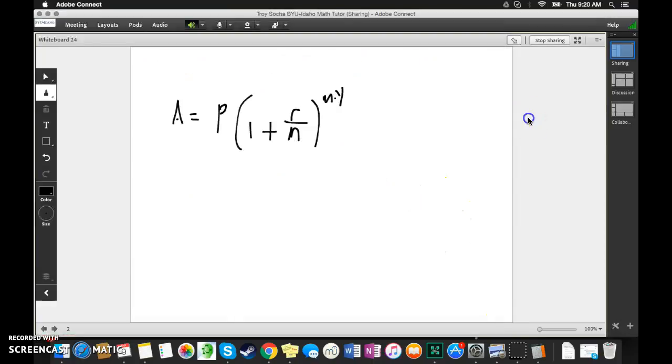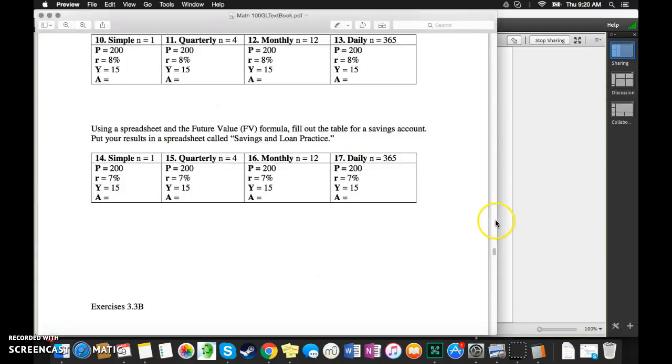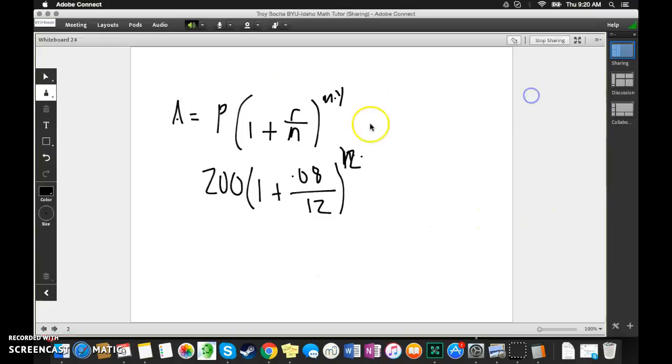200 at 8% for 12 months. So 200 at a rate of 0.08, and it's compounded monthly. So we put N as 12 in this case, and we do N times Y, or 12 times, how many years are we doing this for? It looks like 15. Alright, so 12 times 15.